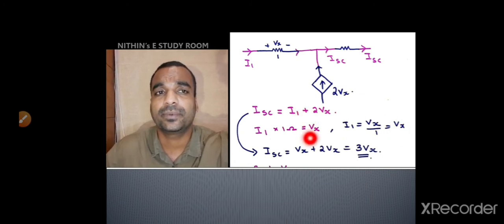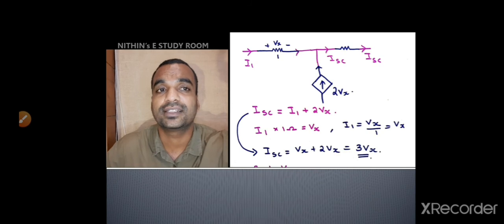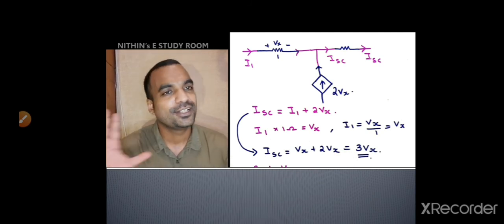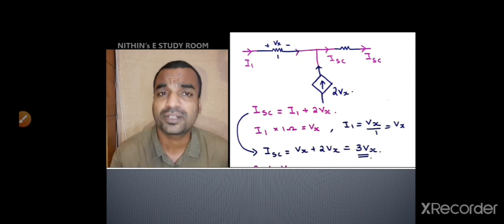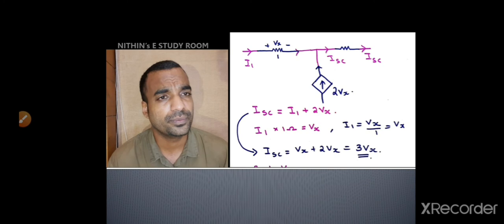So in the third step, I am substituting I1 as Vx, then Isc is equal to Vx plus 2Vx. Isc becomes 3Vx. Now also the problem is not solved. You got Isc is equal to 3Vx, but what is the value of Vx? So you have to create another equation, or you have to find the value of Vx.